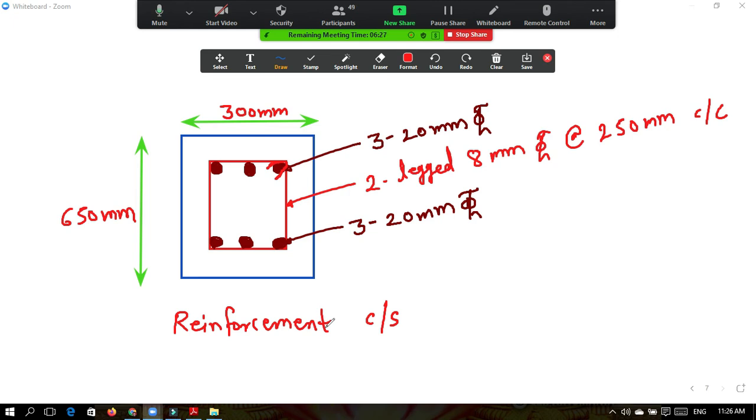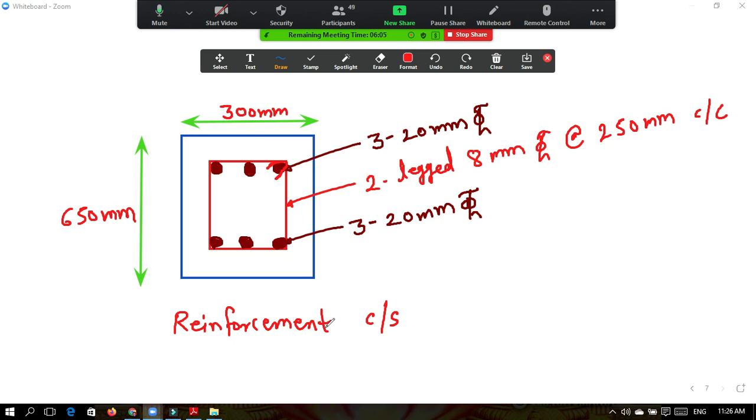Okay, and that span is constant for every span, so the first span is 6 meter, the second is also 6 meter, the third is also 6 meter. But in the exam they can vary your span. So say the first span may be 4 meter, the second span may be 6 meter, the third span may be 5 meter. Okay, these may be the dimensions.